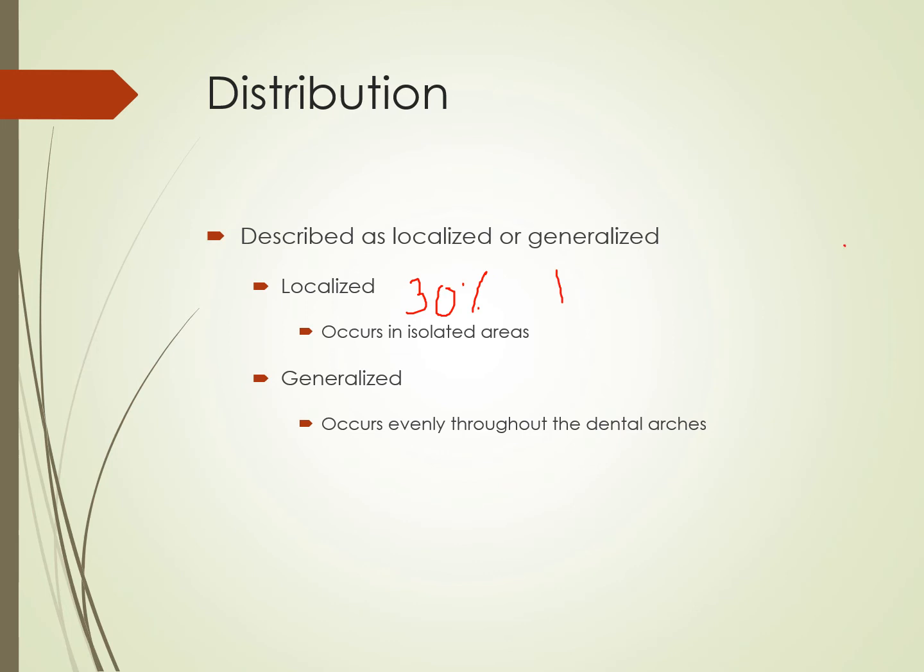So if it's a little bit of bone loss on this area, a little bit of bone loss here, a little bit of bone loss there, but all the surfaces together still don't equal 30%, that is not localized, okay? That is generalized. I'm going to show you an image in a minute, but if it's just in one area, there's bone loss here, but everything else is fine, that is localized bone loss, okay? Remember, 30%. Generalized is more than 30%, and evenly throughout the dental arches.